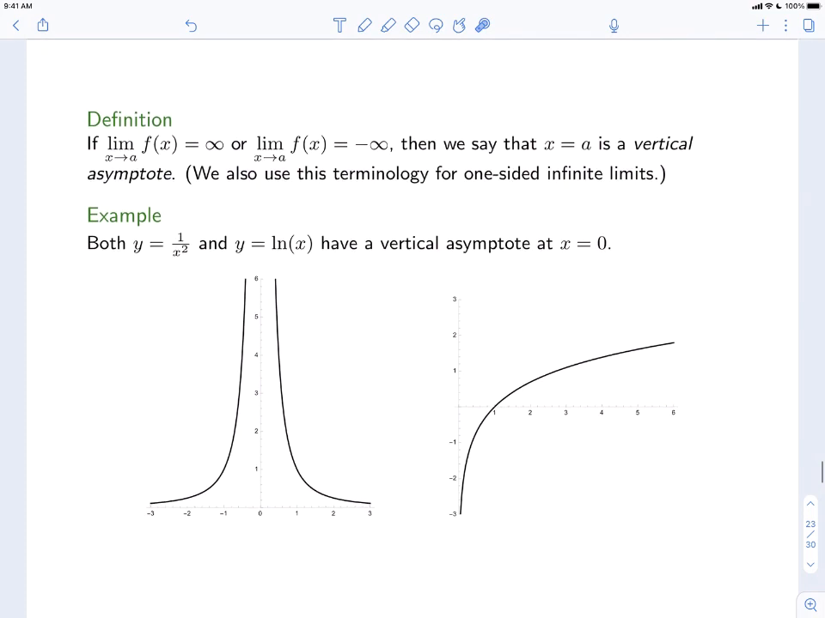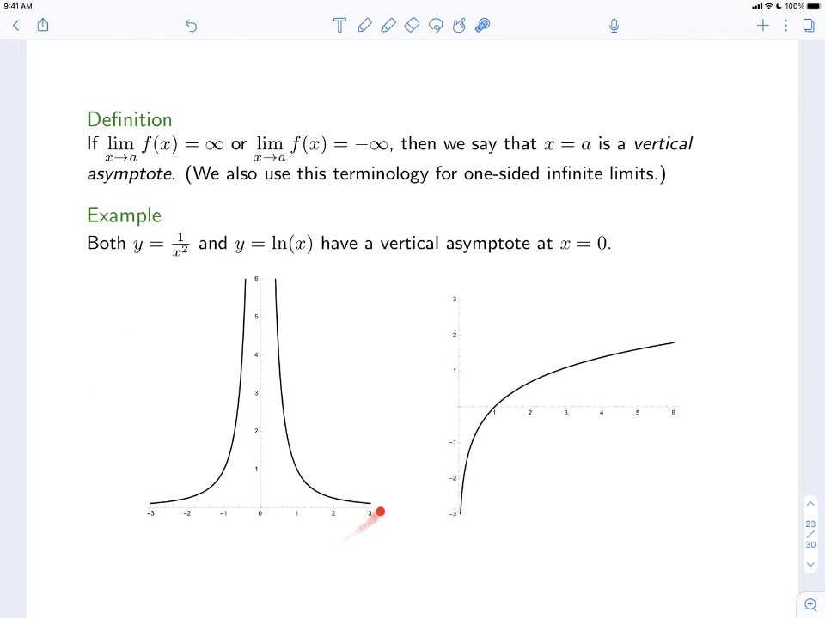Let's introduce a definition. If the limit as x approaches a of f at x is infinity, or the limit as x approaches a of f at x is equal to negative infinity, then we say that x equals a is a vertical asymptote for the graph or for the function. We also use this terminology for one-sided infinite limits. So, for example, both y equals 1 over x squared and y equals the natural logarithm of x have a vertical asymptote at x equals 0. That's because we have an infinite limit as x approaches 0.